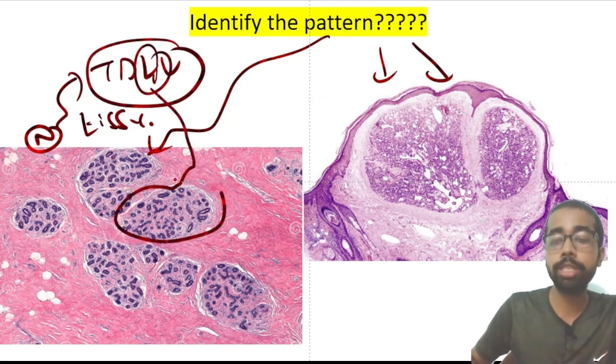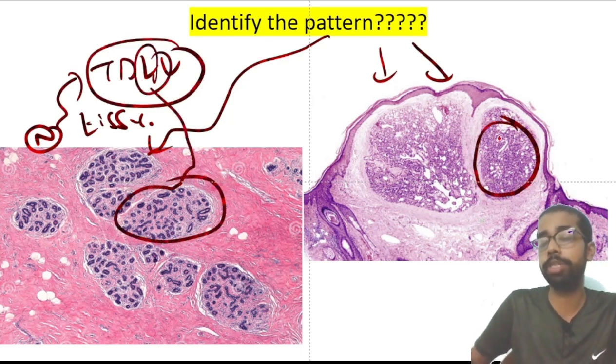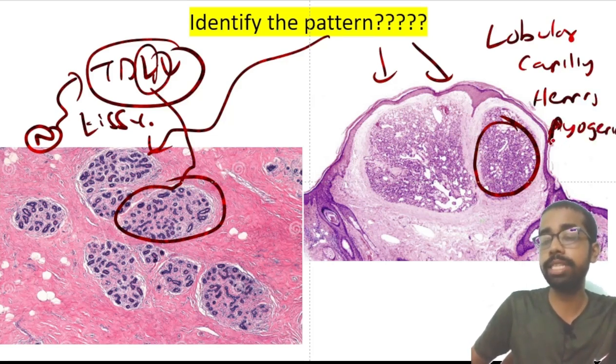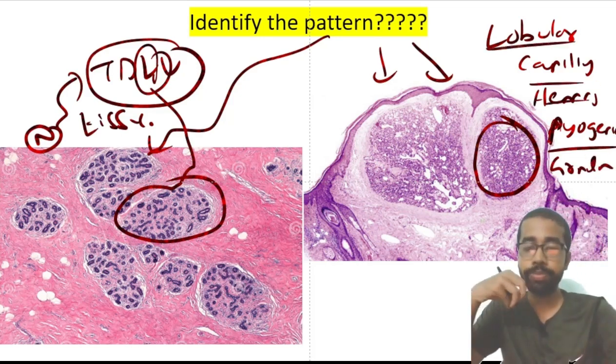And this lobular pattern, you can see in many tumors. The prototype again is lobular capillary hemangioma. Just one example I have shown you: lobular capillary hemangioma, or what is the misnomer? Pyogenic granuloma, a commonly used term, but neither is there pus nor any granuloma. Better use lobular capillary hemangioma.